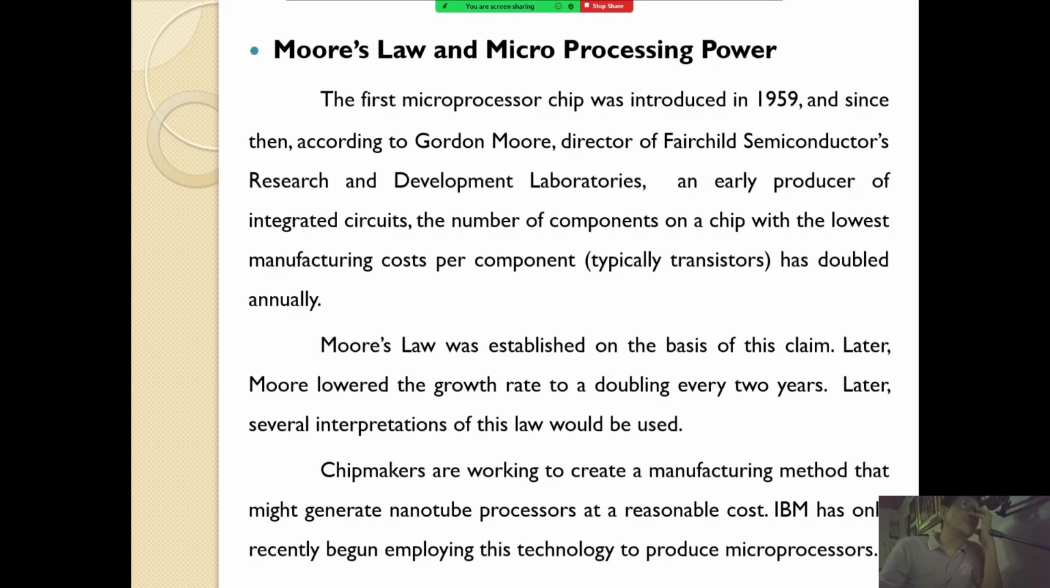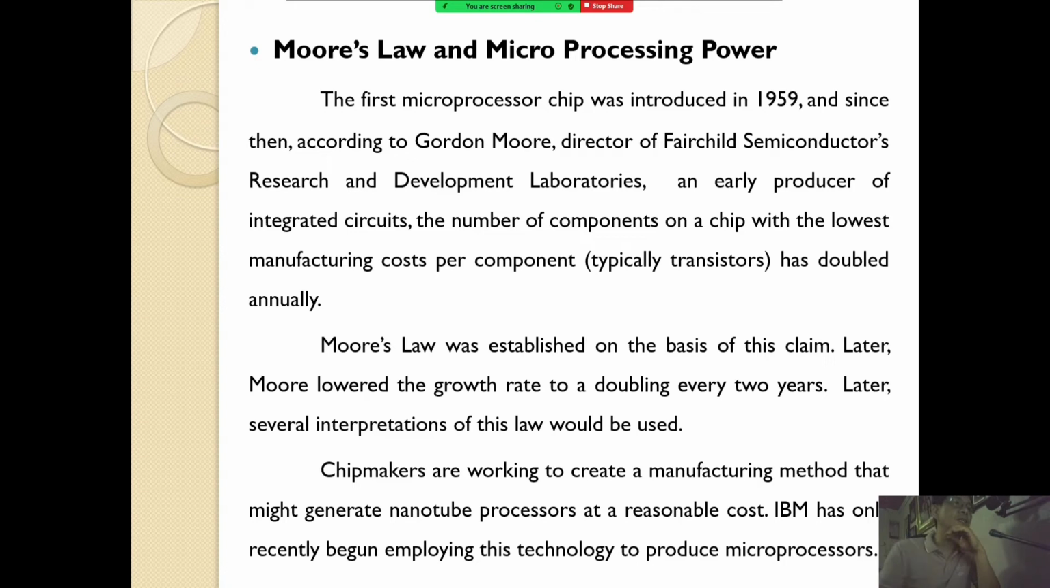Okay, so Moore's law and microprocessing power. The first microprocessor chip was introduced in 1959, and since then, according to Gordon Moore, director of Fairchild Semiconductor's Research and Development Laboratories, an early producer of integrated circuits, the number of components on a chip with the lowest manufacturing cost per component, typically transistors, has doubled annually. Moore's law was established on the basis of this claim. Later Moore lowered the growth rate to doubling every 2 years.